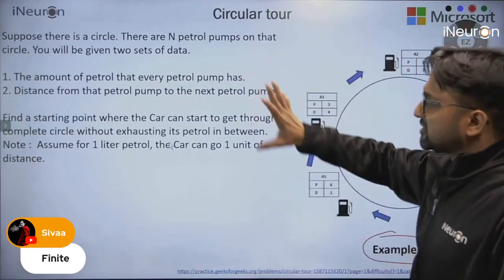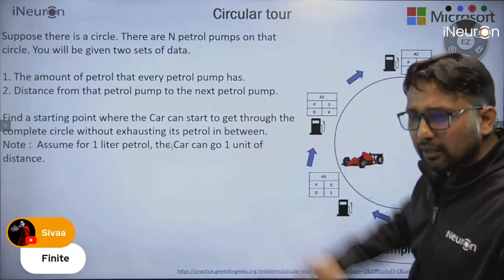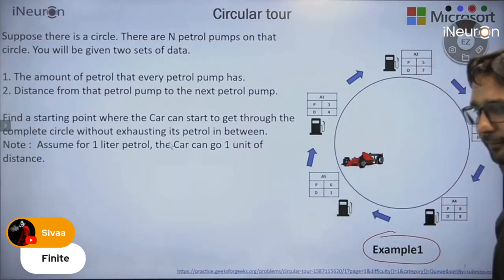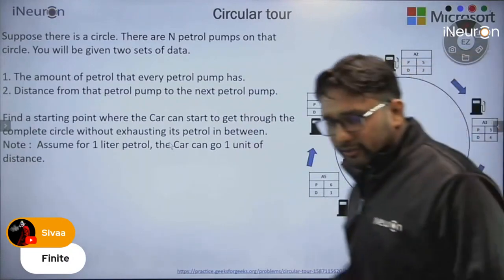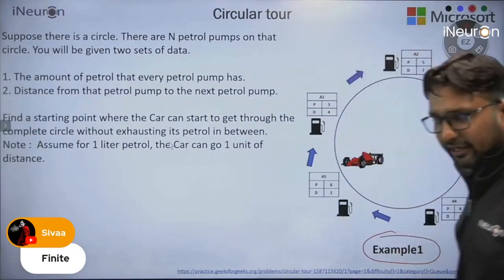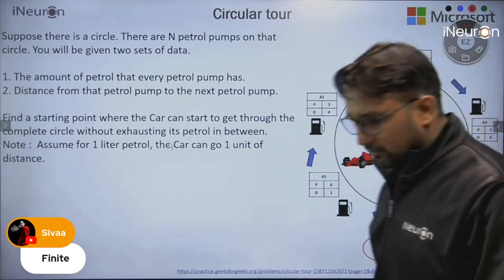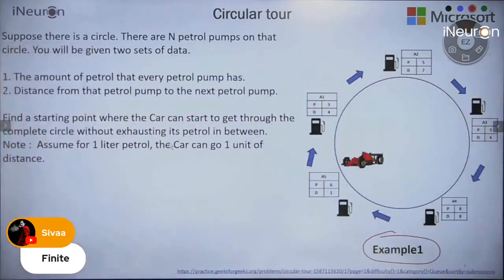Please read the statement, which is a very important part while solving a problem. Please read the statement and reply. Okay, so I think I should be a little bit at the side so that you can see it. Maybe I can move to this side.